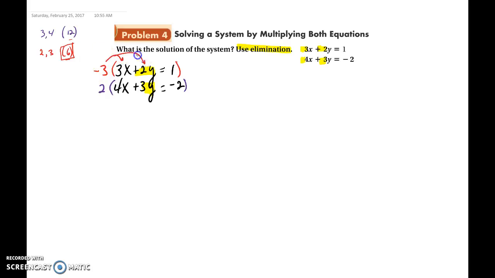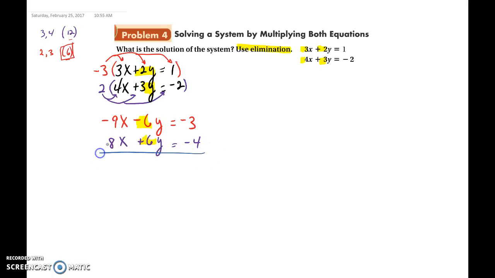Then we distribute the negative 3 in, and every number gets multiplied just like before. So it's negative 9x minus 6y is equal to negative 3. Then we distribute the 2 in, so it's 8x plus 6y is equal to negative 4. Now that we have the same y but different signs, we can add down. This gives us negative x, the y's eliminate, is equal to negative 7. We then divide each side by negative 1, and we get x is equal to 7.